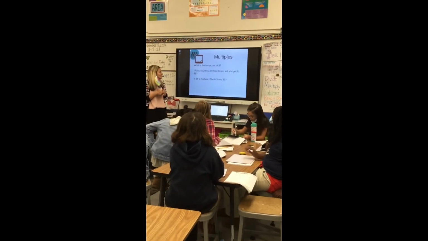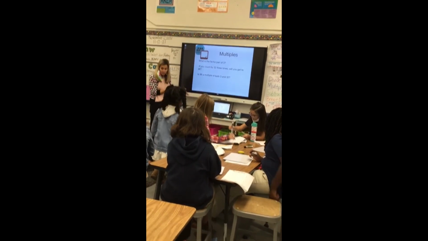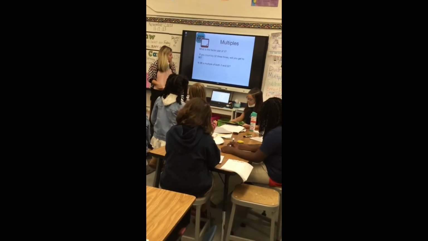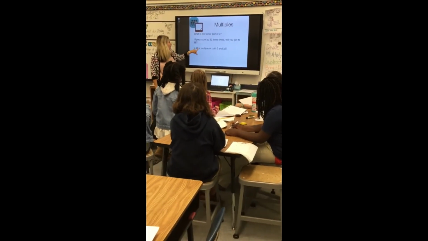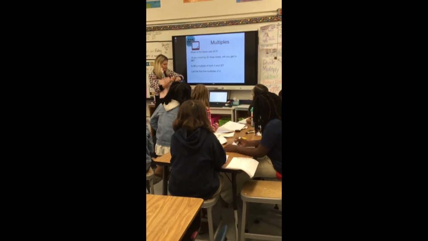Is 96 a multiple of both 3 and 32? Yes. Did we just prove that? Yes. We just proved it by counting. You can do 3 times 32 or 32 times 3. You can definitely do that. Very good. 96. Now, let's list the first 5 multiples of 3.